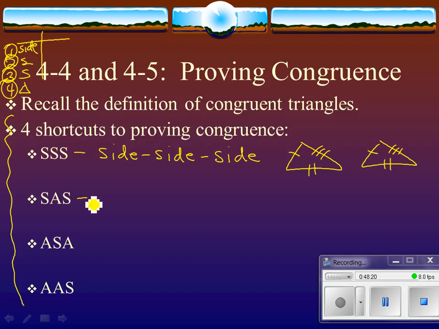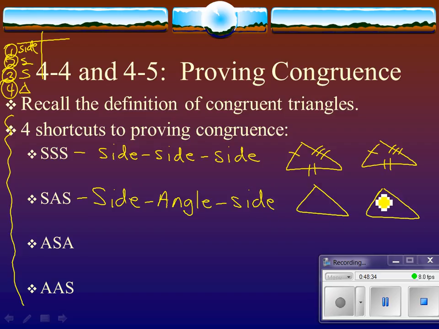What's this next one? Side, angle, side. Now with this one, I draw these 2 sides are congruent, those 2 sides are congruent. The angle here has to be a special angle. It's got to be what's called the included angle. Anybody have a guess as to what included angle is? One where the 2 lines meet. The one where the 2 sides that you know are congruent meet.